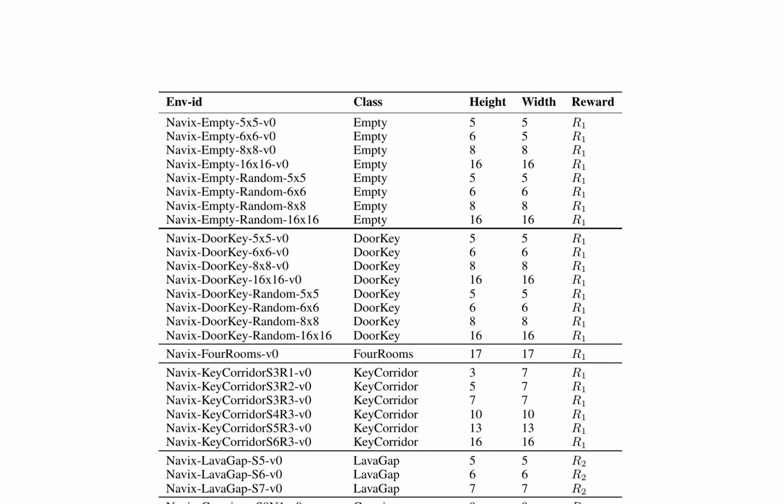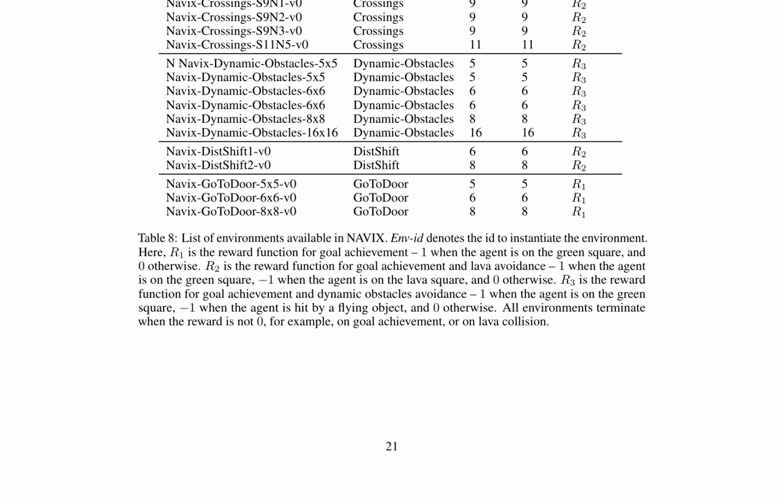Table 8 outlines the various environments, including their unique identifiers, class types, height, width, and reward functions. The reward functions, denoted as R1, R2, and R3, are defined as follows. R1 is a goal achievement reward, R2 is a goal achievement and lava avoidance reward, and R3 is a goal achievement and dynamic obstacles avoidance reward. All environments terminate when the reward is non-zero, such as on goal achievement or lava collision.